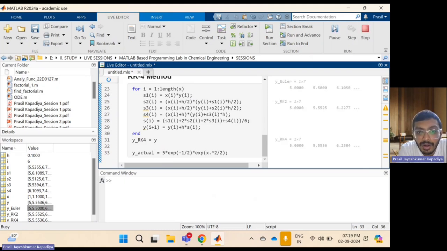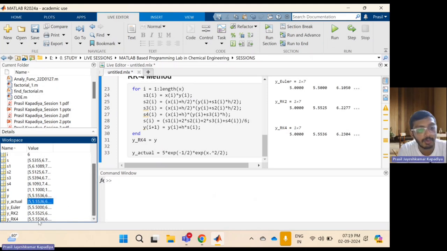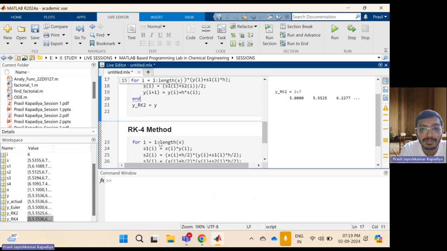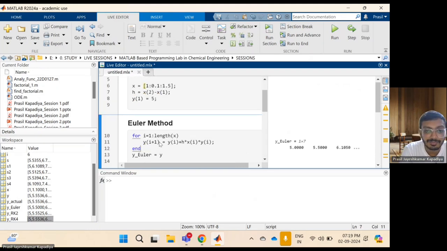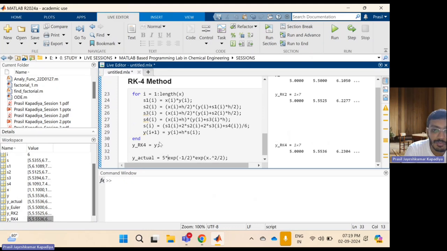Let's see what I am getting from y actual. So see, my y actual first value is 5.5536. That is exactly matching with 5.5536 when we are using the RK4 method. So this says that the solution from the RK4 method is better with the same value of h. Correct? Okay. So now what we need to do?